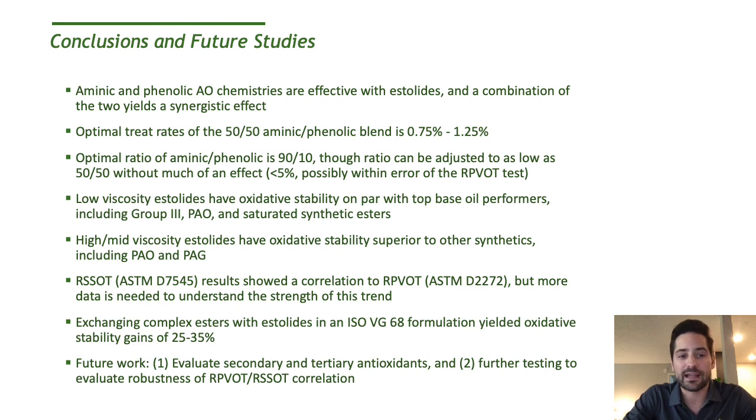Exchanging a complex ester with estolides in an ISO VG68 formulation did yield oxidative stability gains of between 25 and 35%, which is also substantial. In terms of future work, what I'd really like to do is evaluate secondary and tertiary antioxidants in addition to what we evaluated here, which was mainly the primary antioxidant type. And number 2, I'd like to do further testing to evaluate the robustness of this correlation between RPVOT and RSSOT.